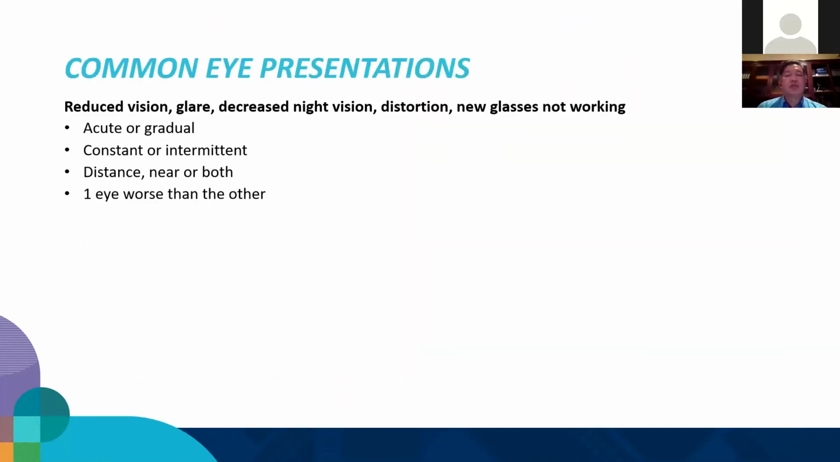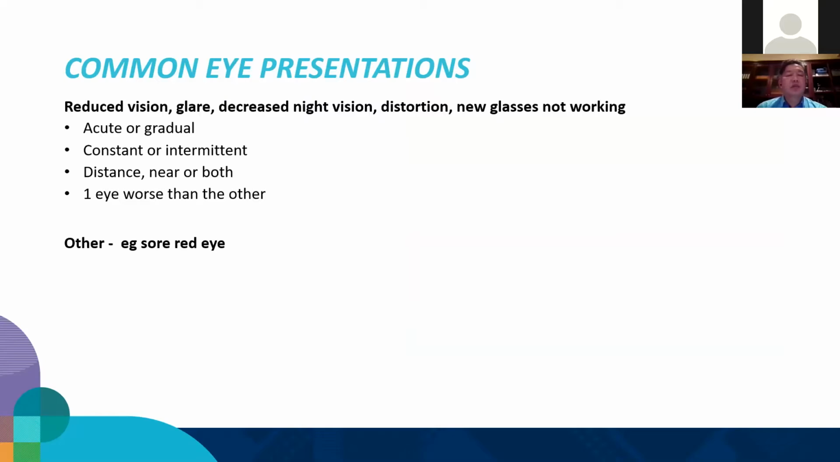So what are the common eye presentations that one presents with your patients there? Well, they come in saying that the vision's not very clear, they have glare problems, decreased night vision, distortion, or the new glasses aren't working. And from this, you need to tease out whether it's an acute or a gradual sort of thing. Is it there all the time, or only part of the time? Is the vision problem only for distance or for near, for both? And is one eye worse than the other?